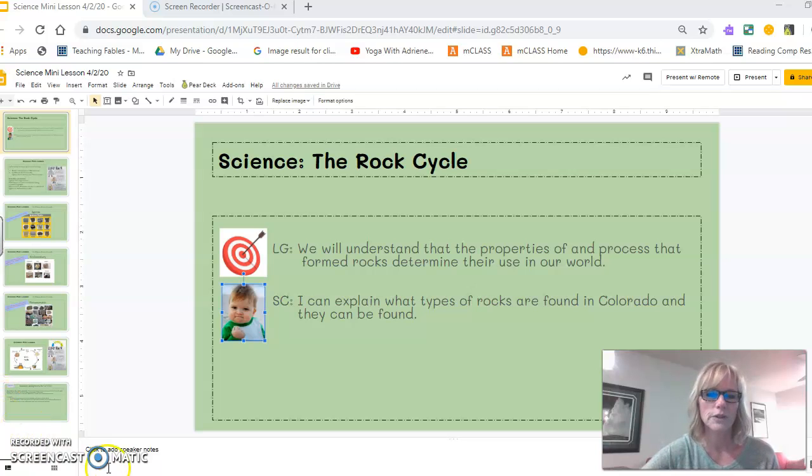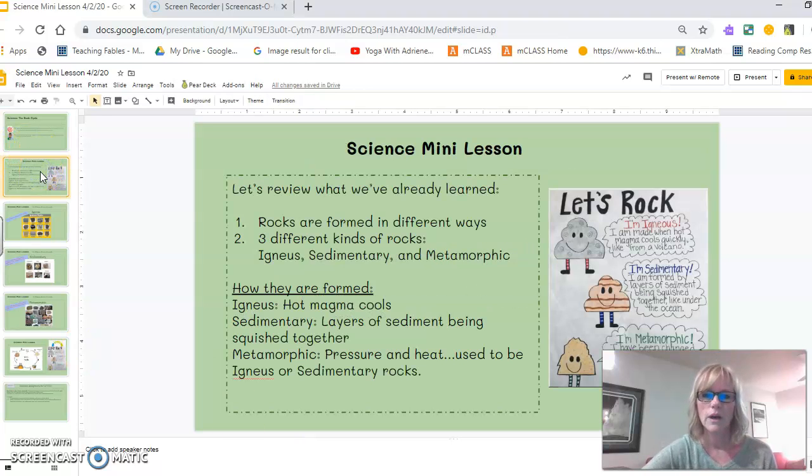I'm going to go over our learning goals and success criteria first. Learning goal: we will understand that the properties of and the process that formed rocks determine their use in our world. So to be successful today, you will be able to explain what types of rocks are found in Colorado and where they can be found. Keep that in mind.